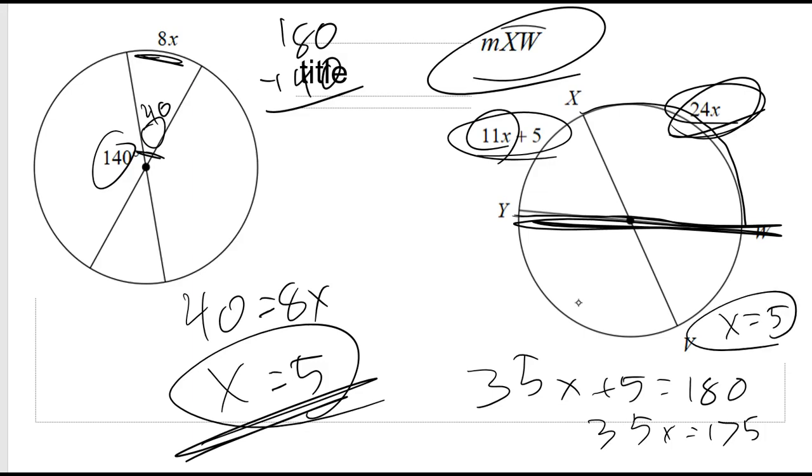So a lot of you guys are going to say, oh, I'm done. X equals 5. My answer is 5. I'm done. Well, if that was a multiple choice question, I can guarantee that 5 is going to be an answer. That is not your answer. It wants to know from x to w. That's right here. That's where 24x is at.